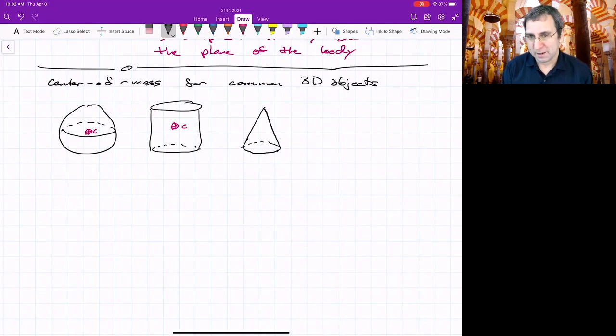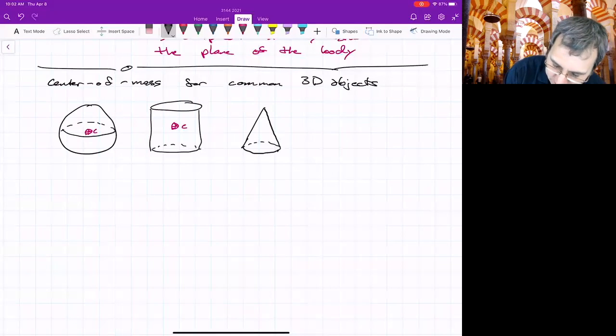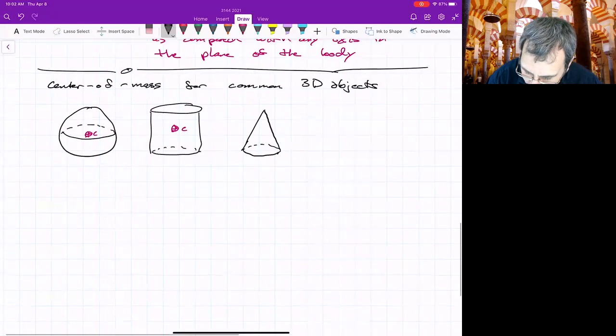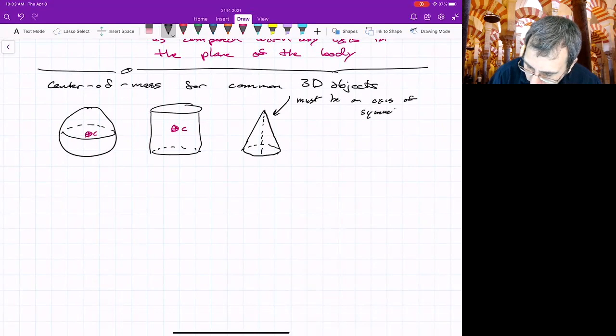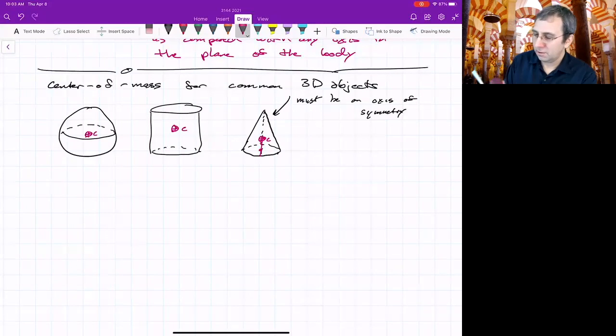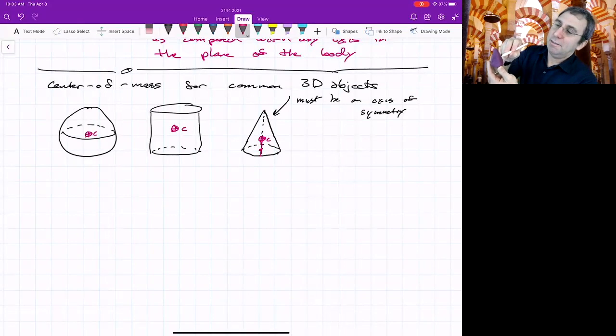It's not obvious to me where the center of mass is for a cone, but you could calculate it. By symmetry, the center of mass needs to be somewhere along this axis of symmetry. So really, we just have to calculate what that height is from the middle of the bottom of the cone. Here's the cone, here's the middle of the bottom, and it's somewhere, probably not halfway. So I'm guessing it's somewhere in the lower half.